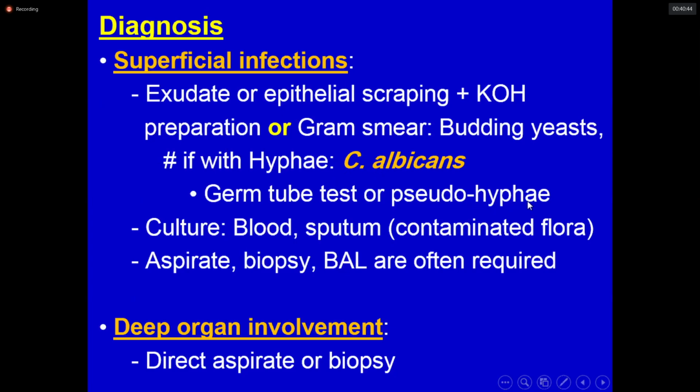When you grow the Candida in certain enriched media, like serum, for example, or plasma, at 37 degrees centigrade, they will form germ tube or pseudohyphae. This is characteristic for Candida albicans. Culture can be done for these types of infections on a blood agar or on Sabouraud agar.